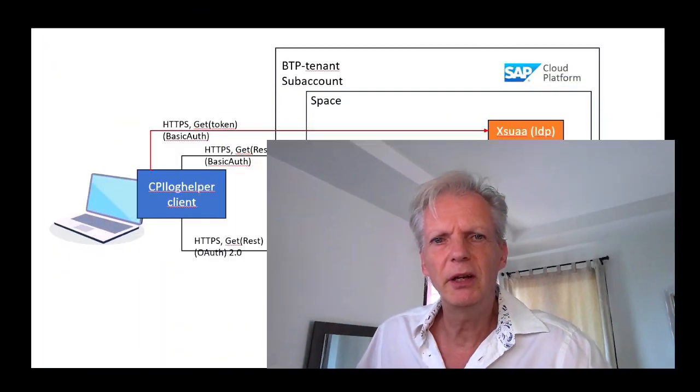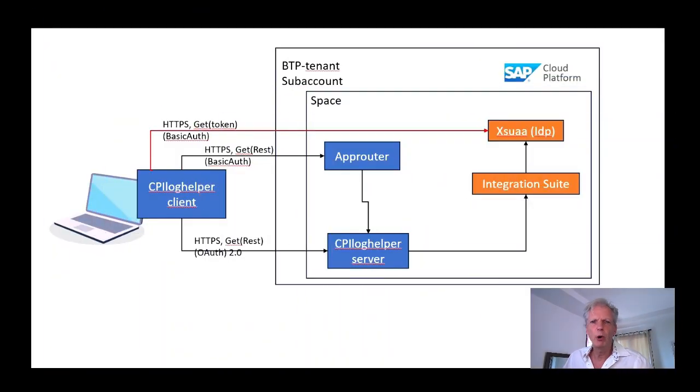In the next few minutes, I will show you some components I have written to solve this issue for my customers. So there is on the right-hand side the BTP tenant. Inside is running your Integration Suite. One component I have written is a cloud application platform, a CAP, which is the CPIloghelper server. It will run and communicate on the BTP tenant directly with your Integration Suite using this API.